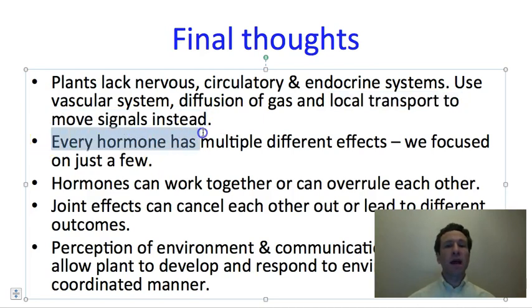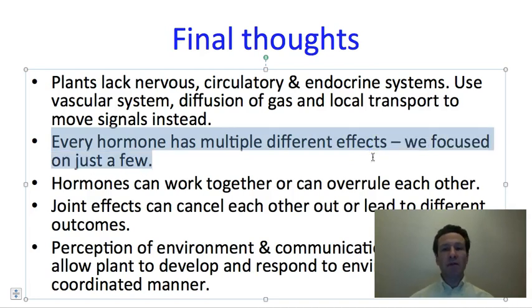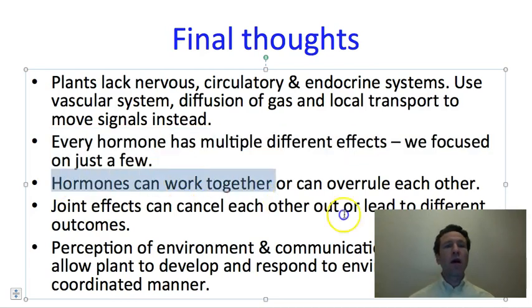I want to emphasize that every hormone has multiple different effects. We focused on between 1 and 3 effects for each hormone, but if we made a complete list, then each list would probably have several things per hormone. Also, we focused on pretty simple effects of most hormones, with the one exception being how auxin and cytokinin interact with one another. But in general, hormones can work together to achieve similar goals, or they can overrule each other. And so for us to understand what a hormone will do in any situation, we really should know how much of the other hormones are also present.